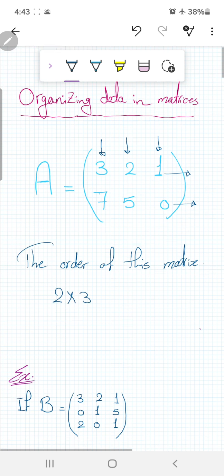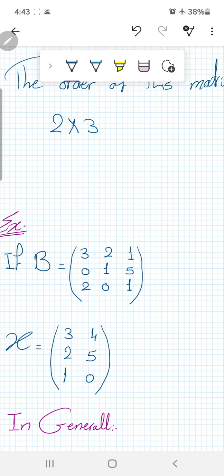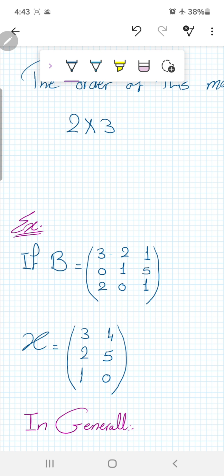For example, if B equals 3, 2, 1, 0, 1, 5, 2, 0, 1, we want to get the order of the matrix B. As we said, the order of the matrix is the number of rows multiplied by the number of columns. Here we have how many rows? 1, 2, 3. 3 multiplied by how many columns? 1, 2, 3. So this matrix is of order 3 multiplied by 3.